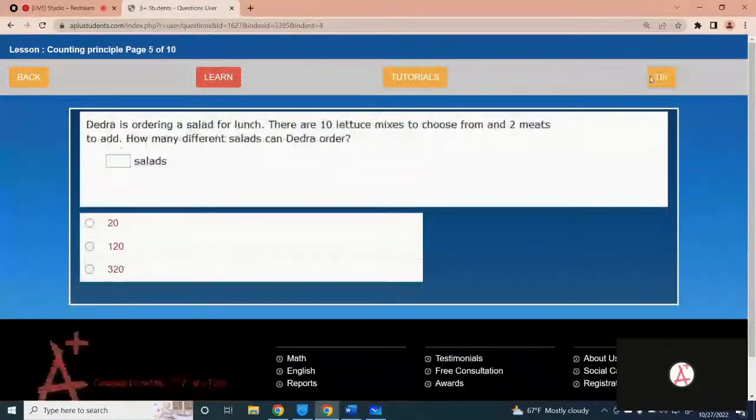Dedra is ordering a salad for lunch. There are 10 lettuce mixes to choose from and two meats to add. How many different salads can Dedra order? So the options are 10 times 2. So 10 times 2 is 20. Got it? Just select the correct option and click on the OK button.